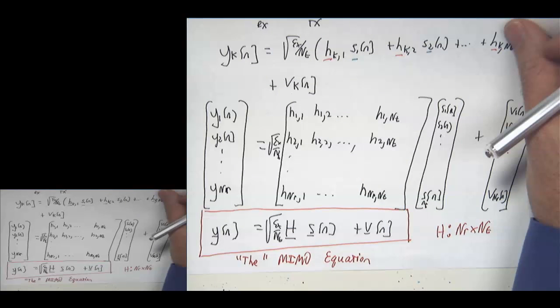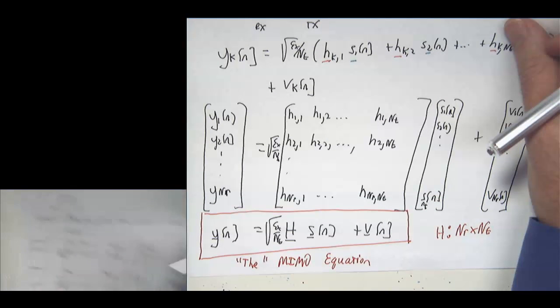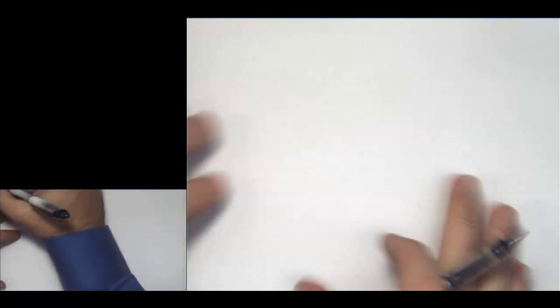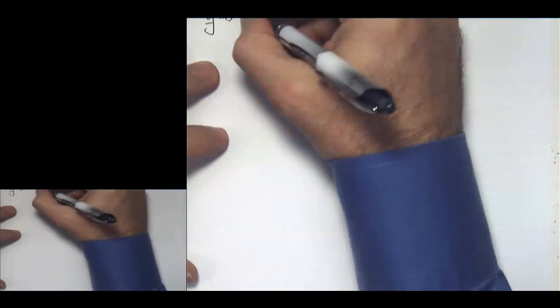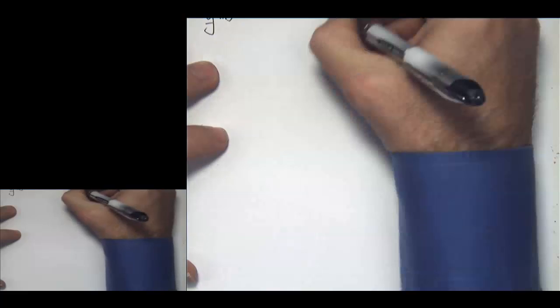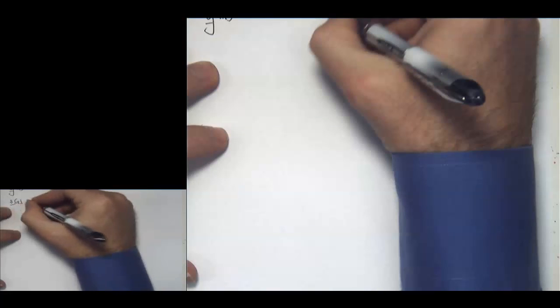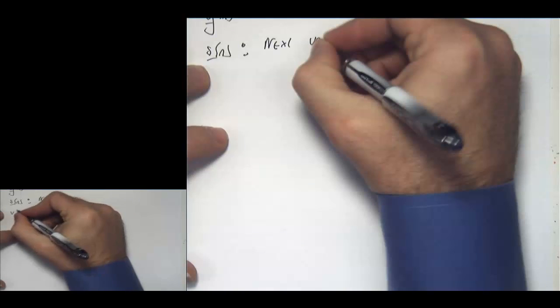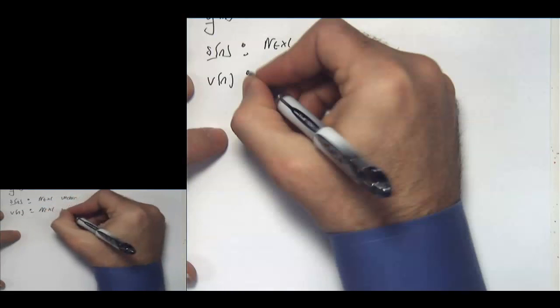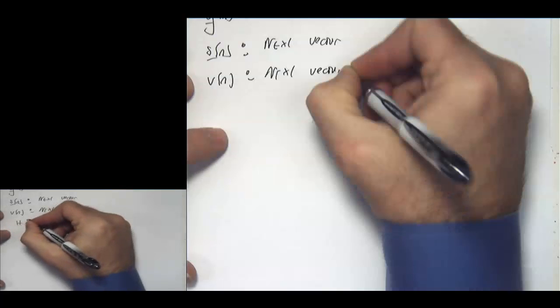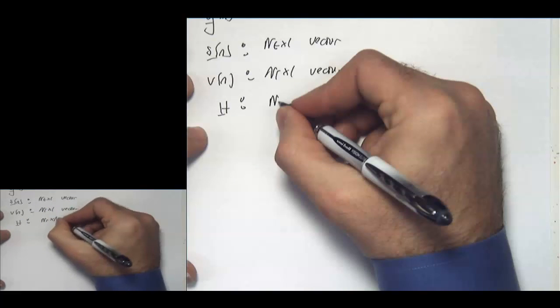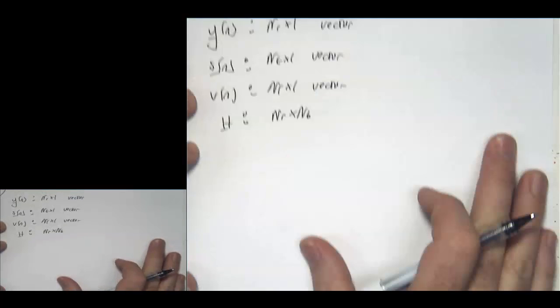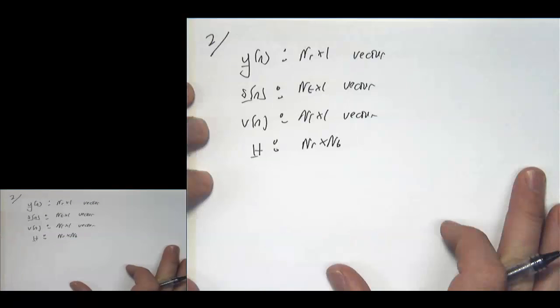Now, let's look at a couple things. Let's talk about the power and the dimensionality. So y of n is an nr by 1 vector. S of n is an nt by 1 vector. V of n is nr by 1. And H is an nr by nt matrix. That's our system of equations.